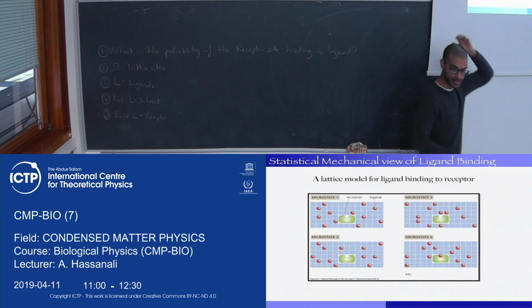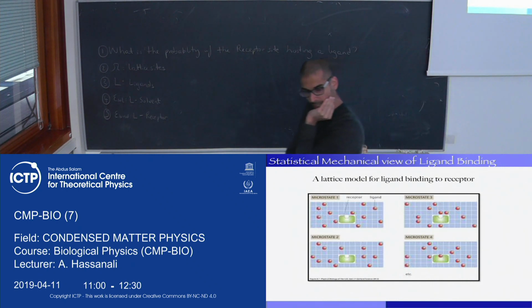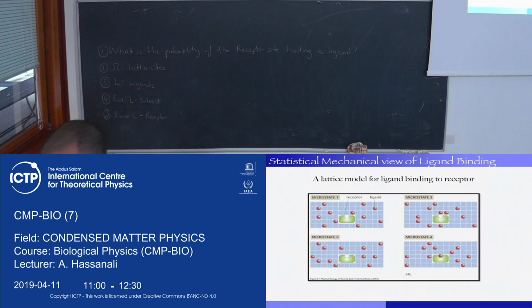So let's have this picture. One ligand is gone, so n-1 ligands are left. They can choose L lattice sites in omega C n-1, or rather omega C L-1. Excellent. So you're thinking in the right direction.